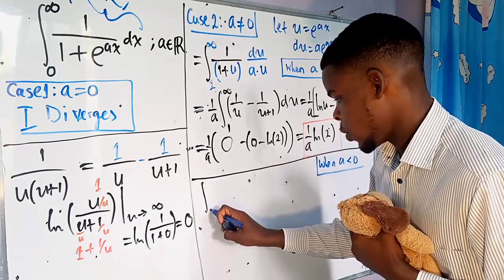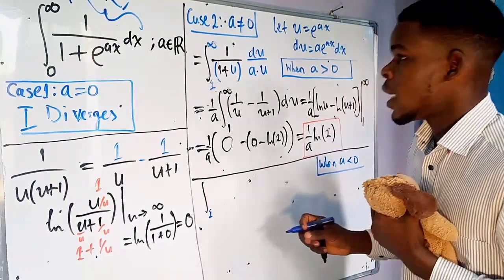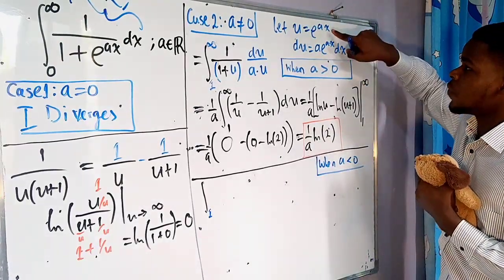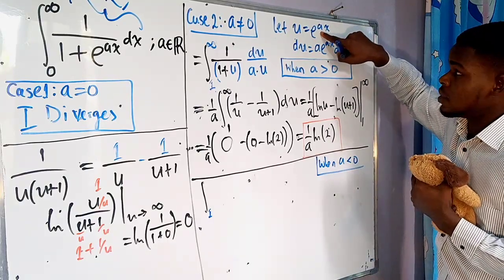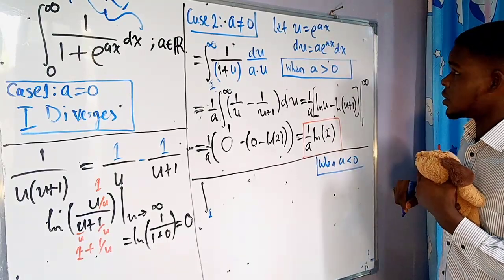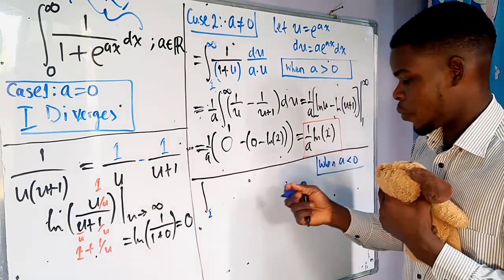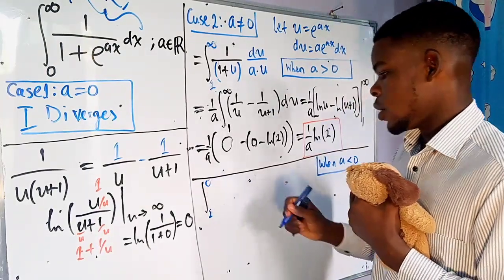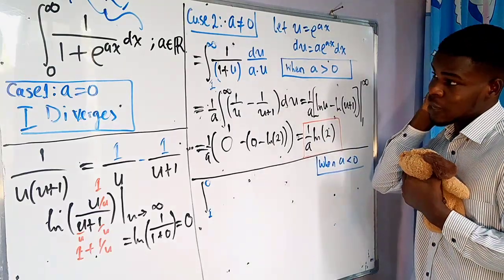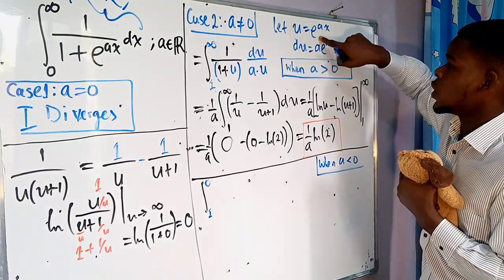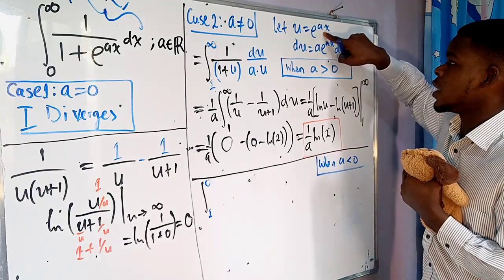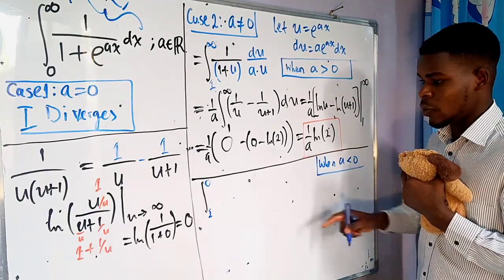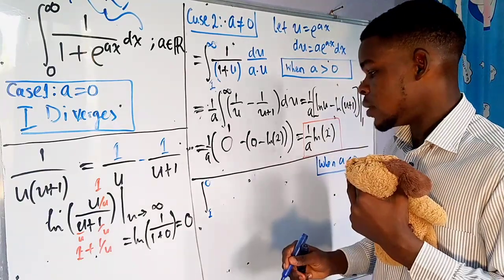Of course, that is it. When x is 0, u will be 1. And then when x approaches infinity, given that a is negative, that is less than 0, the thing will be approaching 0. So you observe that. That is the limit as x approaches infinity of u, where u is e to the power of ax, where a is less than 0. The thing will be approaching 0.